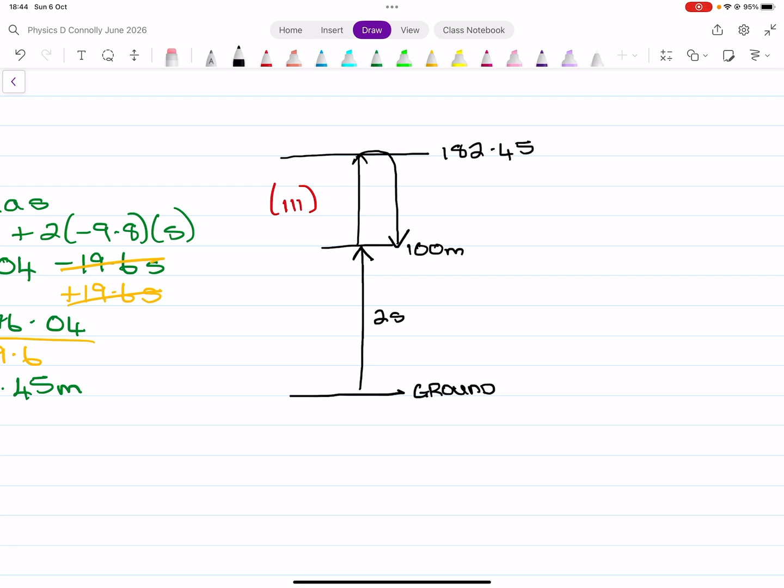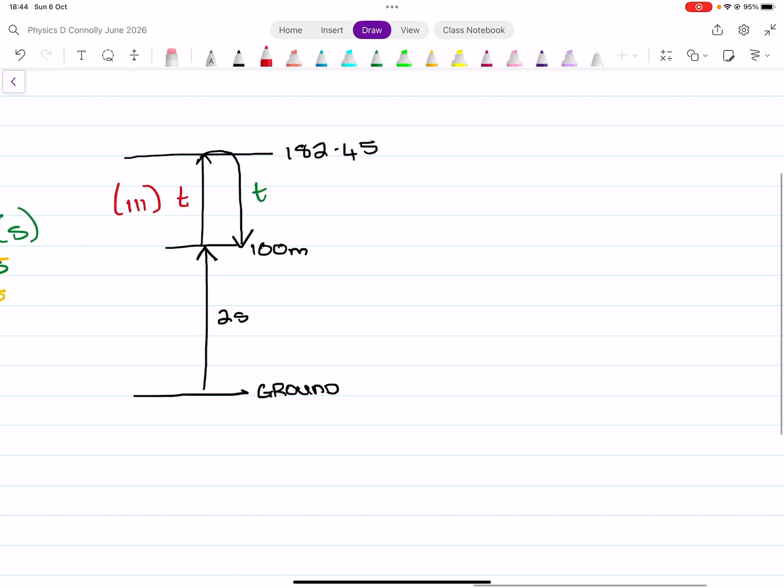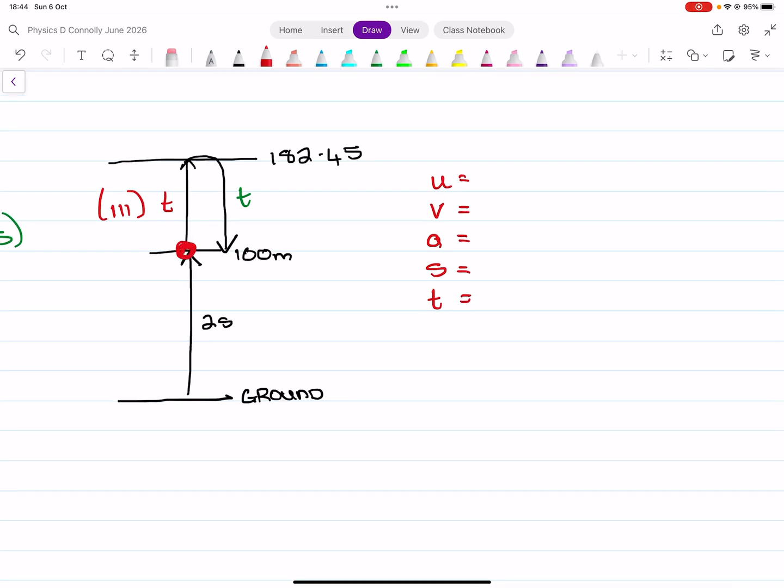So we want to know basically this time and this time. So how long does it take to get from 100 to 182.45, and then how long does it take to get from 182.45 to 100, which should be the same, shouldn't it? I'll just do these in two different colours. Red and green. Okay, so you've asked for the red. So that's kind of from here.